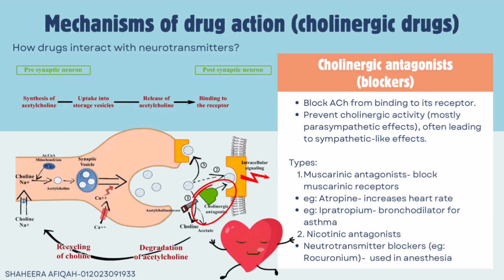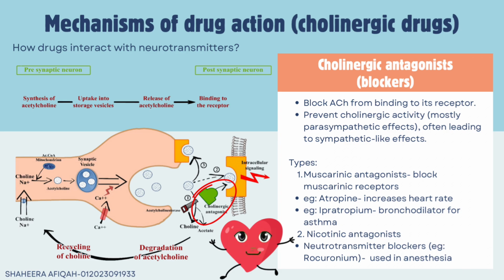Lastly, cholinergic antagonists, which are the blockers. They can block acetylcholine from binding to its receptor, as we can see in the image, and prevent the cholinergic activities, mostly parasympathetic effects. It has two types, which is muscarinic antagonist and nicotinic antagonist. For muscarinic antagonist, it blocks the muscarinic receptors. For example, atropine can increase heart rate, and ipratropium can be a bronchodilator, basically for asthma or COPD.